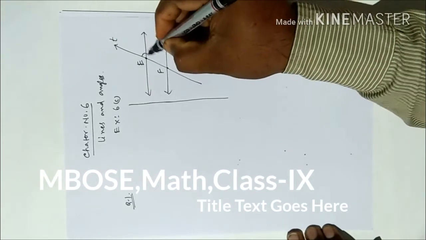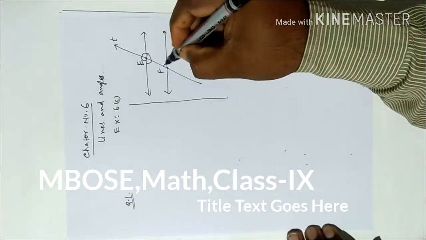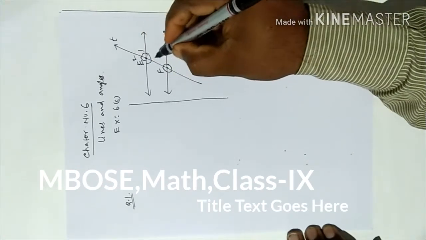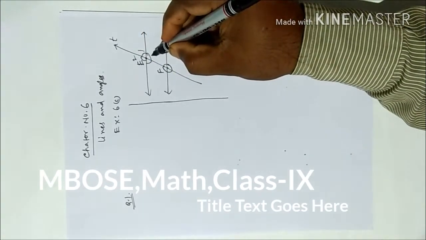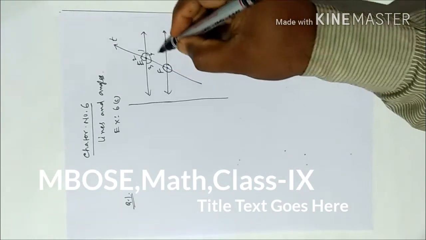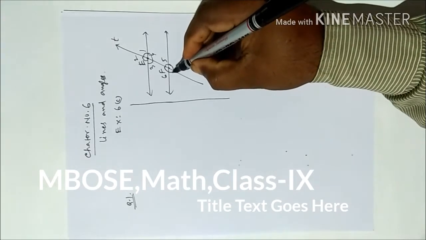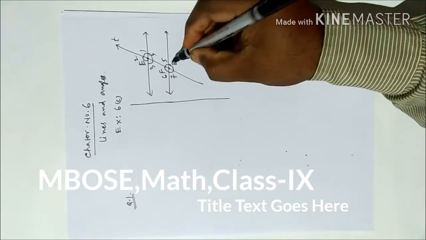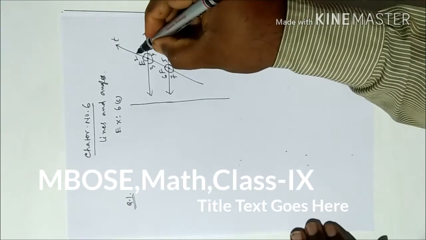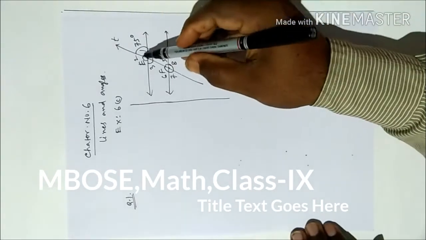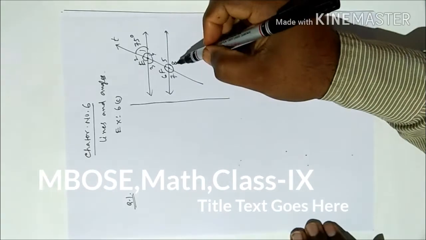And what are the marked angles? They have given angle 1 to 8: angle 1, 2, then 3, 4, then 5, 6, and then 7 and this one is 8. Angle 1, how much is given here? 75. The rest of the angles, 2 to 8, you have to find.